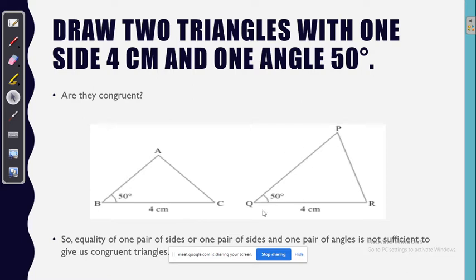So we can say that if one pair of sides, or one pair of sides and one pair of angles, are equal, then also the triangles may not be congruent, right? So now let us see another word.